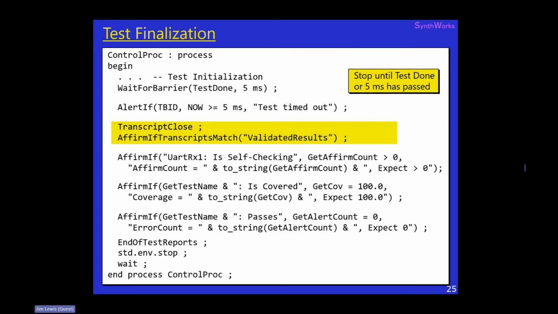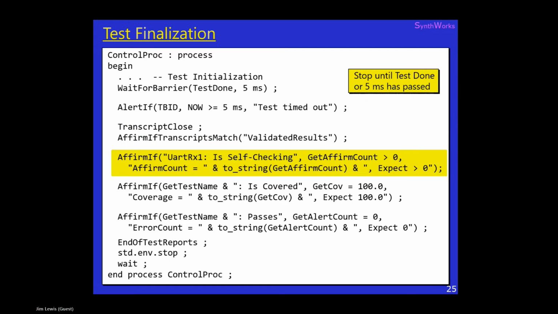Then we close our transcript and we check our current transcript against the transcript in our validated results. So we get some checking there. Then note these start with double quotes. So these are not IDs, these are requirements. So we're checking, is the test self-checking? So we're going to check our affirm count. Is it greater than 0? Okay, or is it greater than 1? Since we just did an affirmation, we want to know if the check itself had any checks in it.